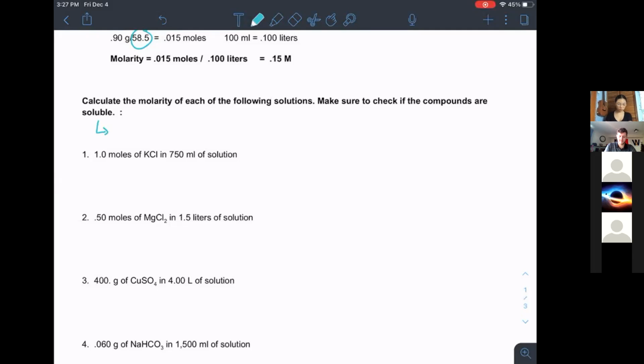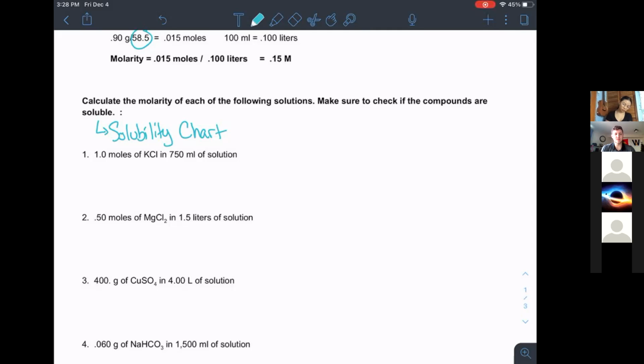So, solubility rules chart. Perfect. We use our solubility rules chart to look to see if our compounds are soluble. And it will tell you soluble, insoluble, slightly soluble for almost all the solutions or compounds we're talking about.